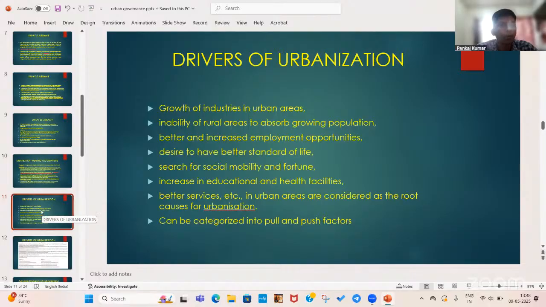Now coming to drivers of urbanization. What do we mean by drivers of urbanization? Drivers of urbanization means the factors which cause urbanization. So what are these factors?